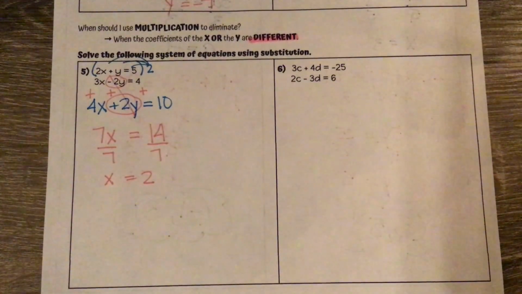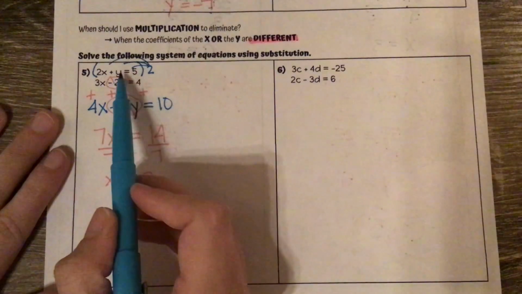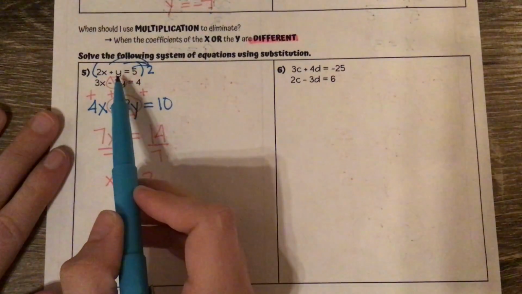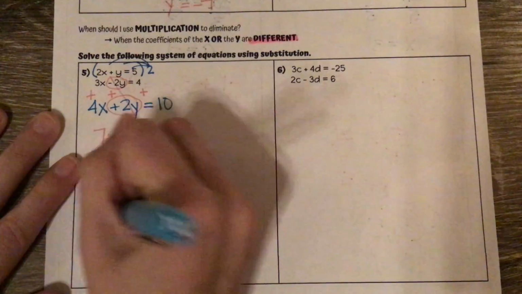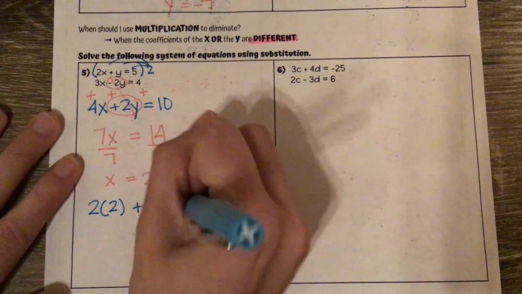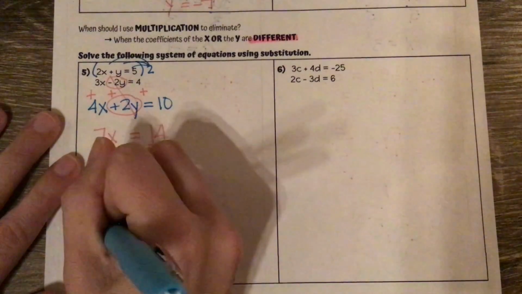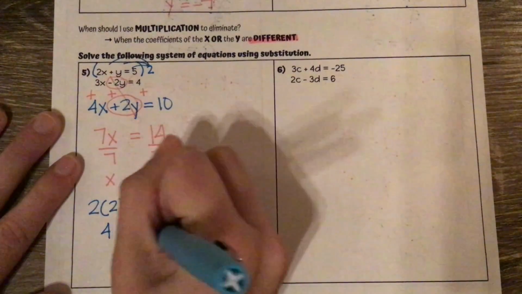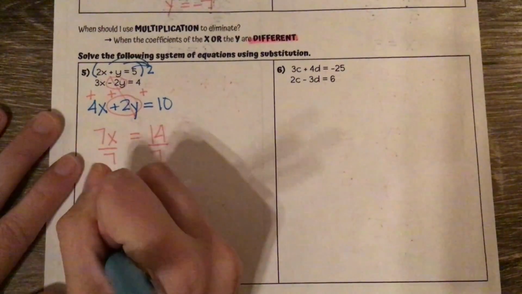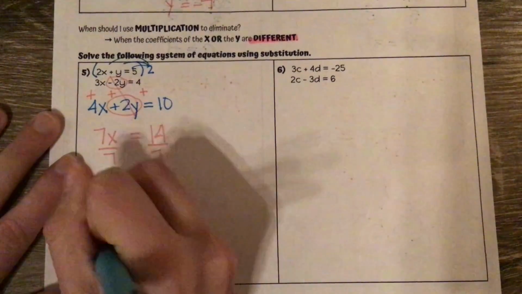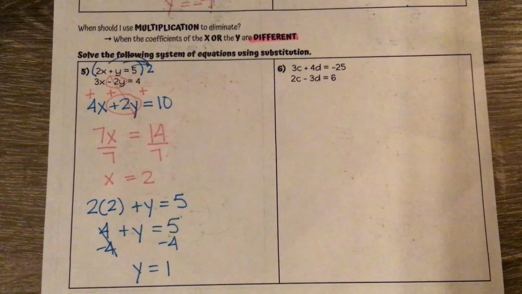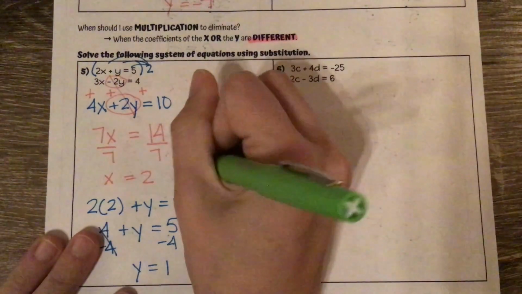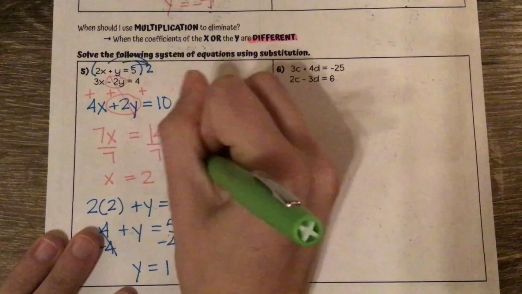Plugging back into either equation to solve for y, I'm going to do it on top since it has a singular y value and we won't have to divide. So 2 times our x value of 2 plus y equals 5. So 4 plus y equals 5. Subtract 4, y equals 1. So our ordered pair is 2, 1.